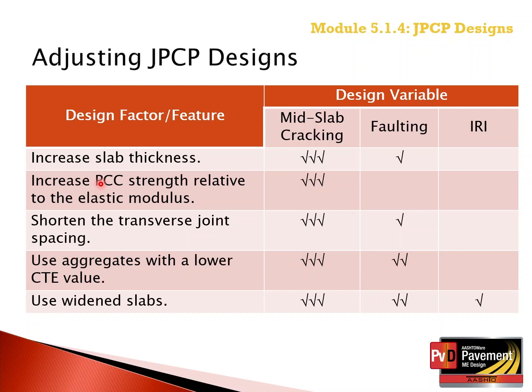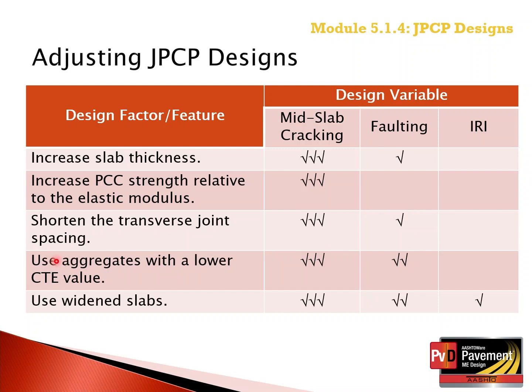Increasing the modulus of rupture significantly reduces mid-slab cracking, but has no impact on faulting and IRI. IRI is definitely impacted by the modulus of rupture, but only through the impact of reducing mid-slab cracking. Shortening or reducing joint spacing significantly reduces mid-slab cracking and slightly reduces joint faulting.